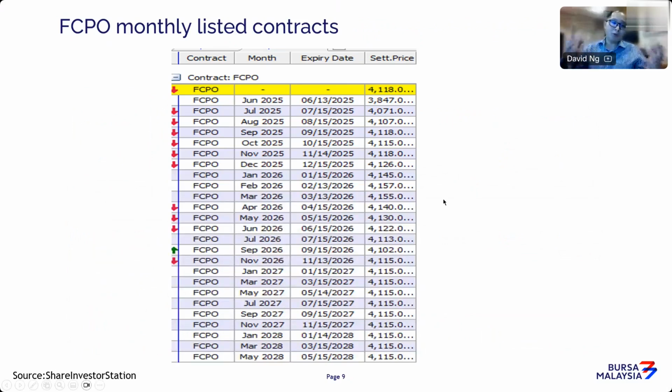Now, talking about spreads, what I have here is the listed contracts of all the different calendar months on the derivative exchange. You can clearly see we have contracts that are listed until the year 2028, so almost 2 years forward. Obviously, if you want to have a view, these are all contracts that you can trade.